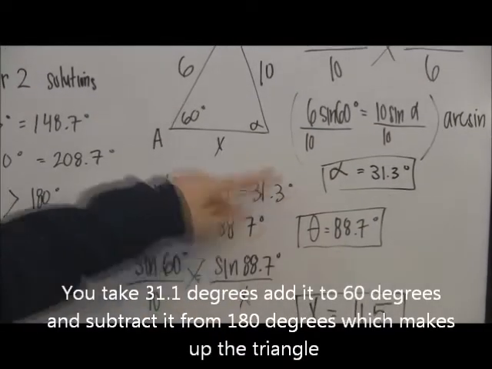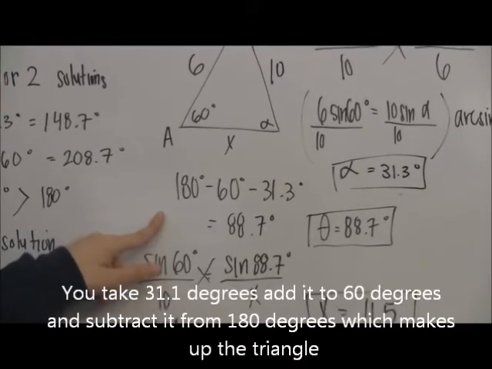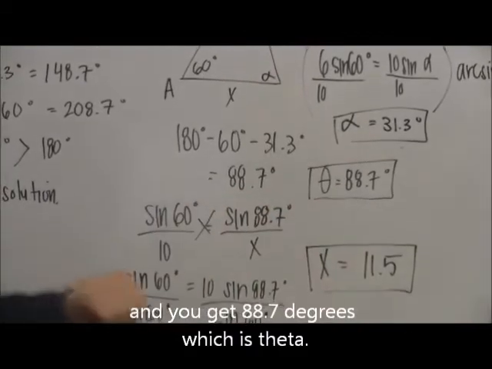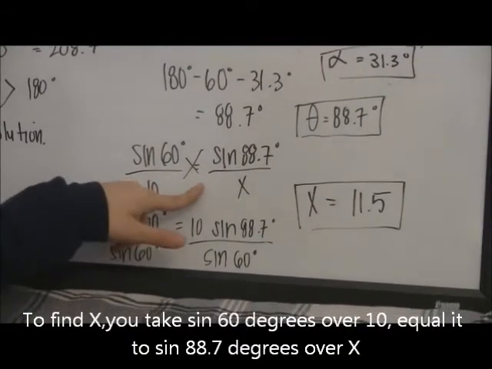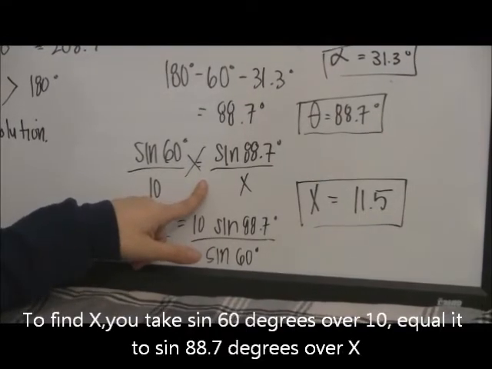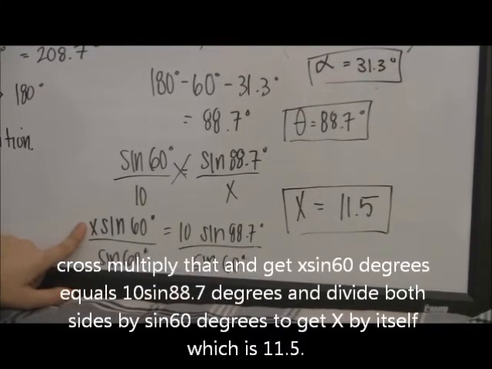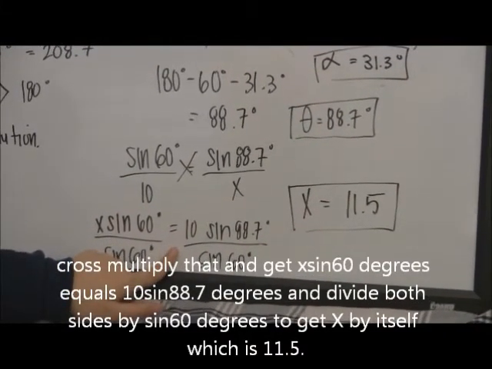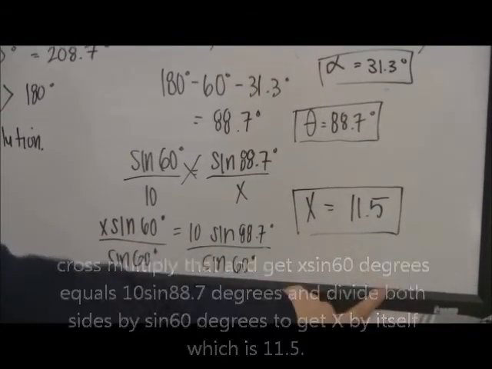You take 31.3 degrees, add it to 60 degrees, and subtract the sum from 180 degrees, which makes up a triangle, and you get 88.7 degrees, which is theta. To find x, you take sin 60 degrees over 10 and set it equal to sin 88.7 degrees over x. Cross multiplying, you get x sin 60 degrees equals 10 sin 88.7 degrees, and you divide both sides by sin 60 degrees to get x by itself, which is 11.5.